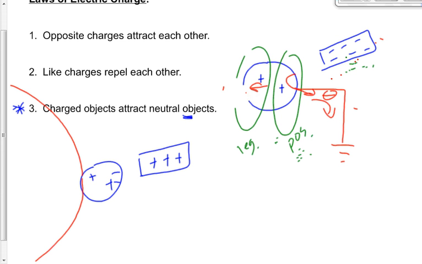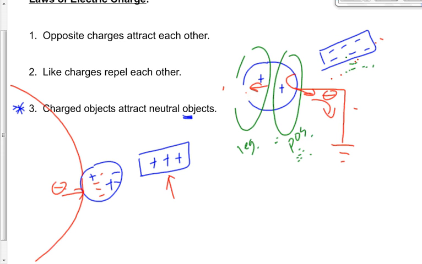Which way? From the blue one to the red one, or the red one to the red? From the red to the blue? Yep, they're going to be attracted to the positive object. Good. So we get a bunch of electrons in there. Now, if we take the charging object away, then those electrons are going to go probably back where they came from, right?